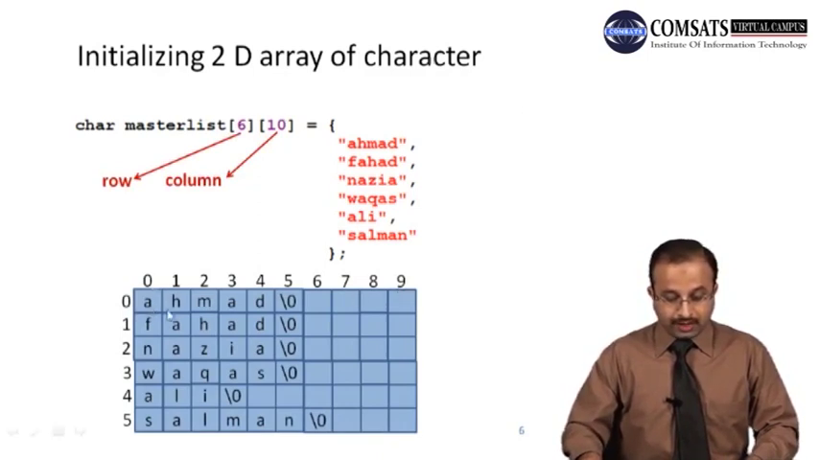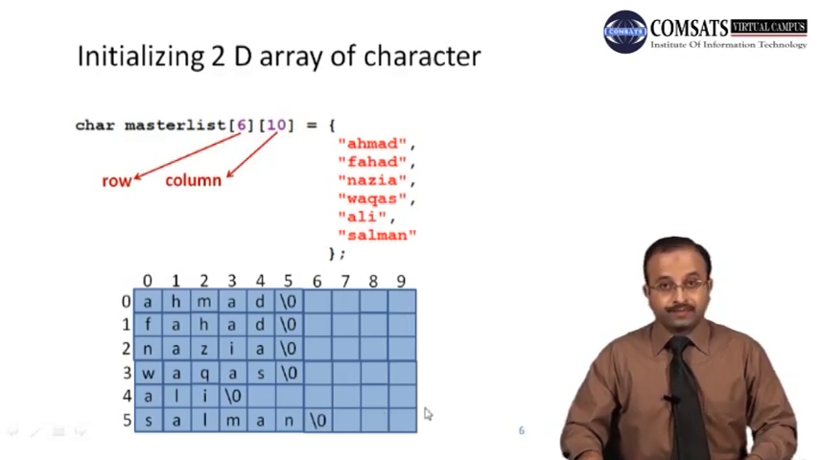So the first string is Ahmed, terminated by the null character. Second string is Fahad, terminated by the null character. Second last string is Ali, terminated by null character. And last string is Salman, terminated by the null character. Now you can see these bytes, they are not used in this program. So they are kind of wastage.